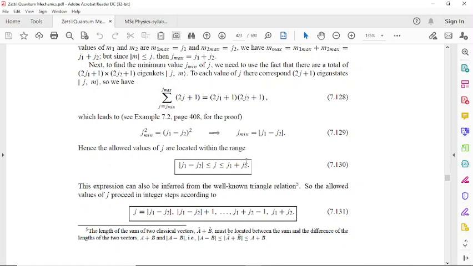So the allowed values of J proceed in integer steps according to J equal to J1 minus J2, J1 minus J2 plus 1, J1 minus J2 plus 2, and then J1 plus J2 minus 1, finally J1 plus J2. So the values of J lie in between J1 minus J2 to J1 plus J2.